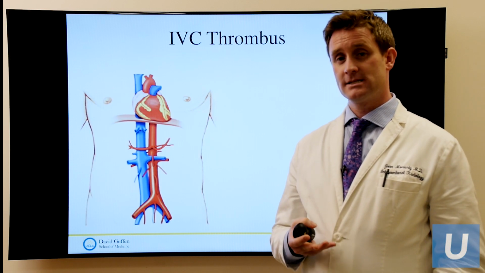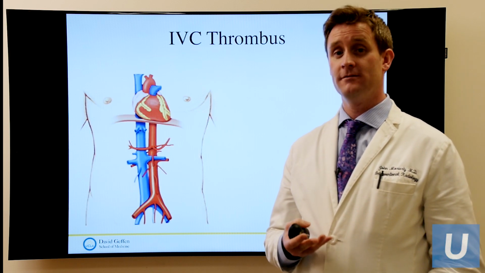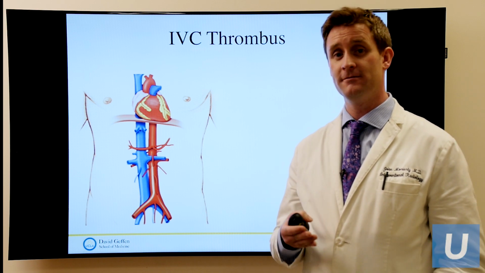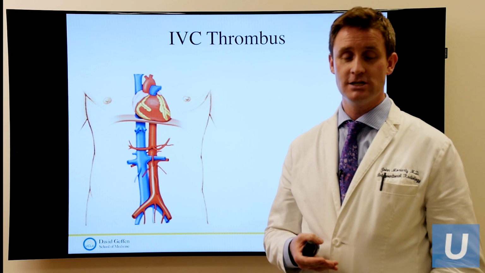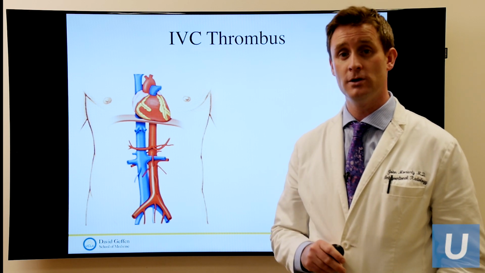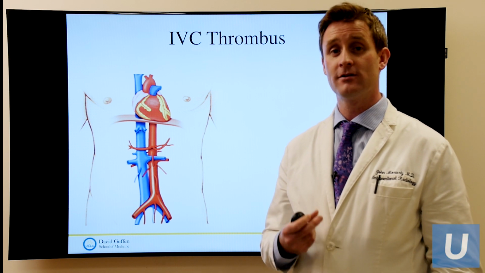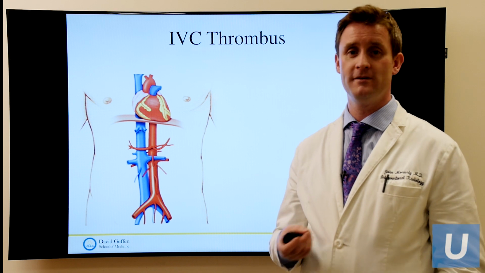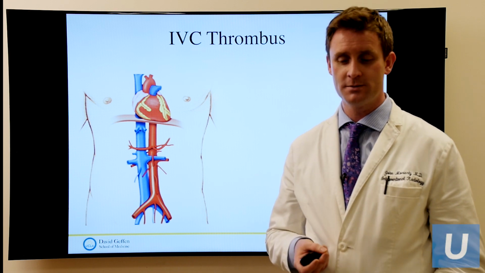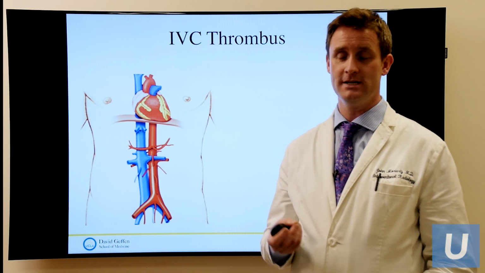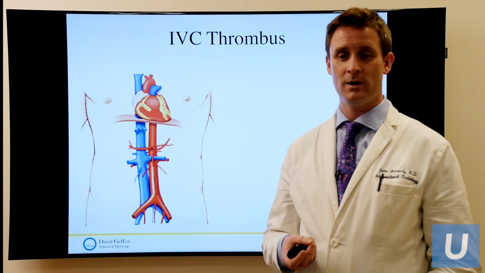The veins of the legs come together in the pelvis to form the main vein out of the belly into the heart and lungs. This is called your IVC, or your inferior vena cava. And people who have severe clots, and we think that's about 3% of all people who have a DVT, can have clots within this IVC. And this is a severe problem because it affects all the venous drainage out of the legs up to the heart and lungs. And therefore, people who have clots within the cava, the IVC, can have severe leg swelling.